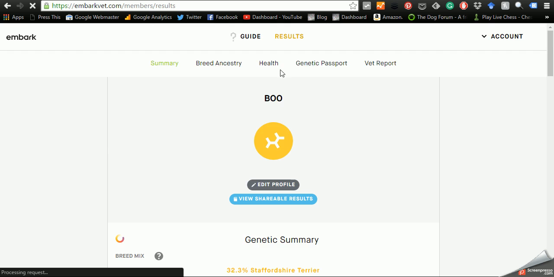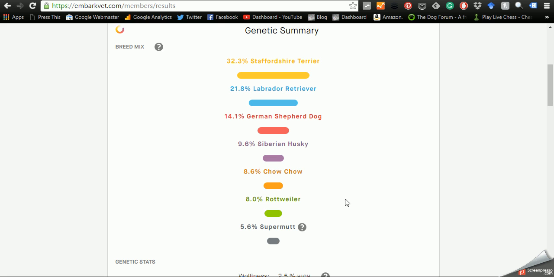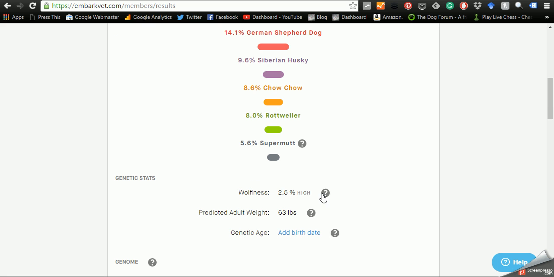Oh, okay. Genetic summary. She's Staffy, Lab, German Shepherd, Husky, Chow Chow, Rottweiler. Oh, that's surprising. Rottweiler. Huh, that's where she gets her eyes. Those big blue eyes of hers. Oh, look at that. She's got some woofiness. What does that mean?